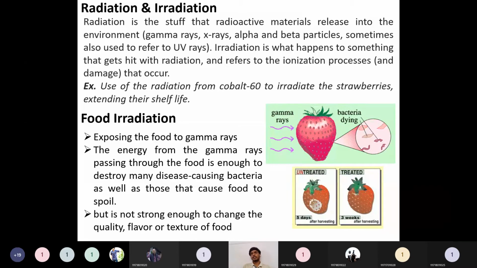Whether it may be ionizing radiation or non-ionizing radiation, usually we will consider ionizing radiation as very high energy radiation, and non-ionizing as very low energy radiation. But in the irradiation process, this ionizing radiation will be applied so that it will create some damage to the bacteria inside. With non-ionizing radiation, the bacterial spores will be there.